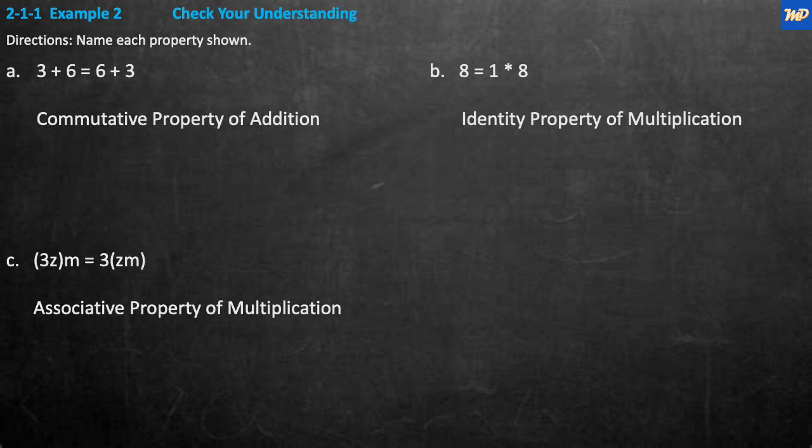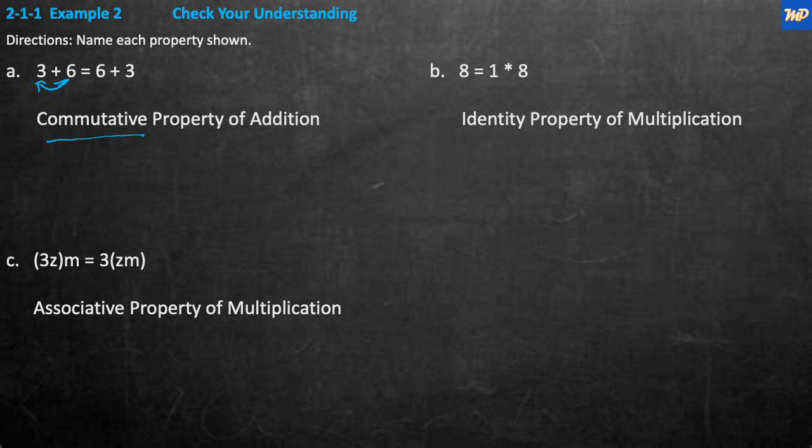Okay, here for example 2, and check your understanding, we just have more of the same thing. It's nothing major. They showed you something going on and they want you to name it. I've already taken the liberty to do it for you because we're not doing the problems online. So in this case, 3 plus 6 is equal to 6 plus 3. What's happened? The 6 and the 3 changed places, right? And when values change places like this, it's called commuting. The commutative property of addition.